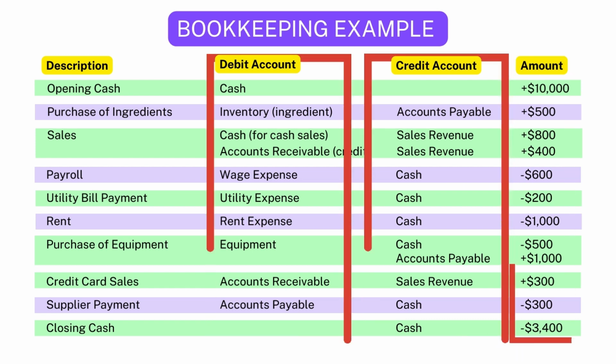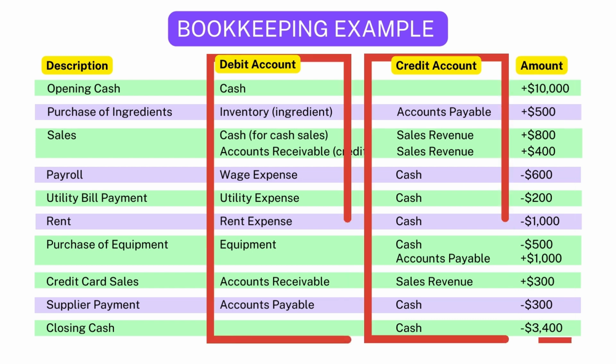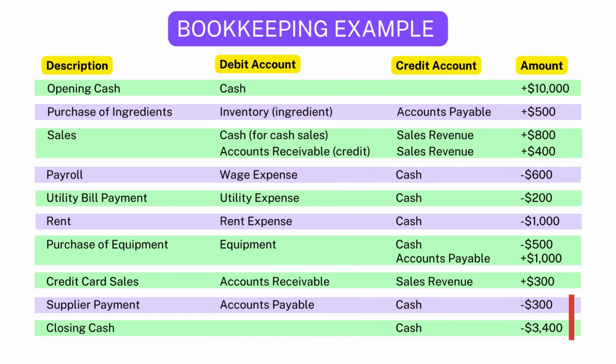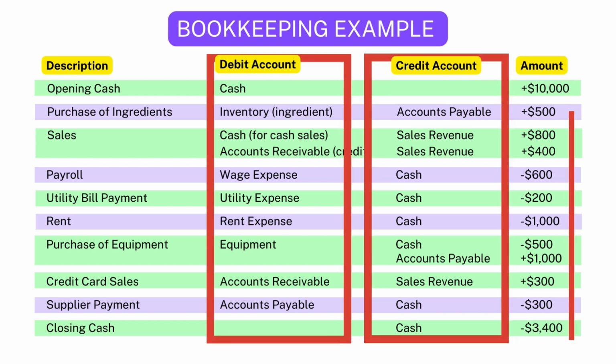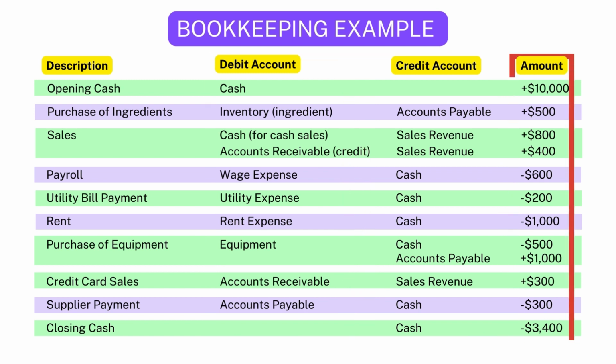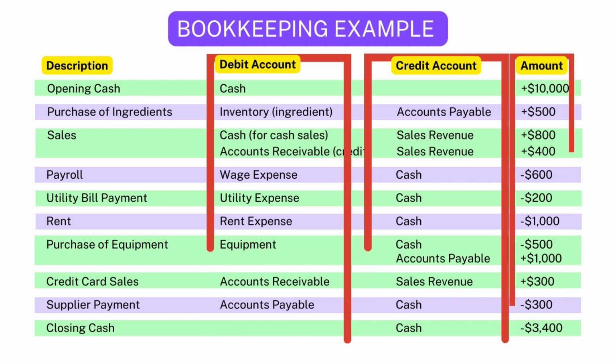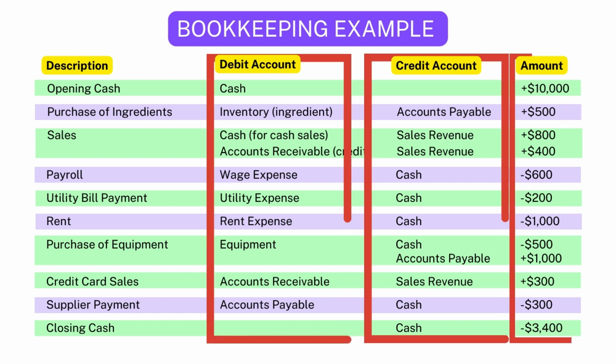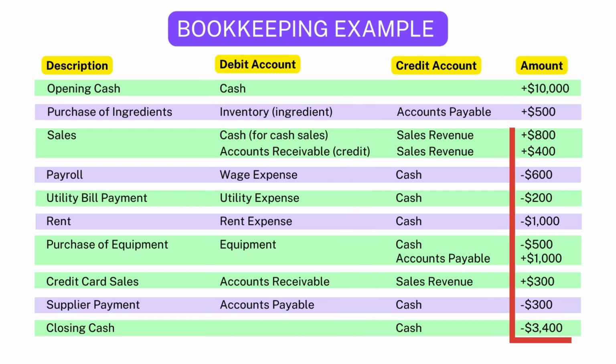This table provides a clear breakdown of each transaction, indicating the accounts affected, whether it's a debit or credit, and the respective amounts. By applying the double entry system, each transaction has a corresponding entry that maintains the balance of accounts, ensuring accurate financial records and facilitating better decision-making for Fresh Bites Cafe.